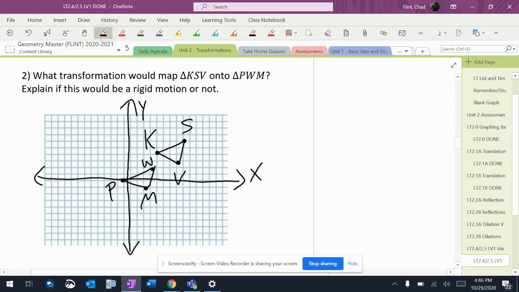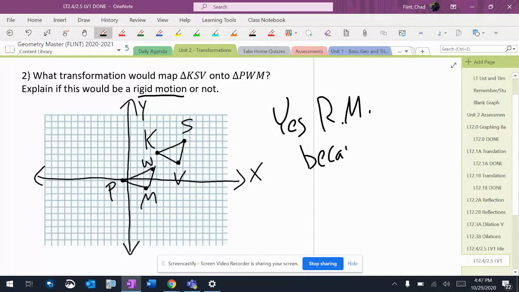I'm going to look at this again, like I did number one, if you did number one, and I'm going to say, is it a rigid motion? That size and shape is definitely the same. So I'm going to say, yes, it's a rigid motion because size and shape are the same.